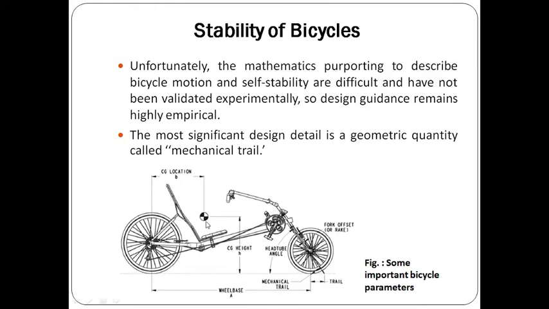This will be the center of gravity of the bicycle. This will be the location of the center of gravity from the bottom, or the back wheel, and this will be the height of the center of gravity from the wheel base.